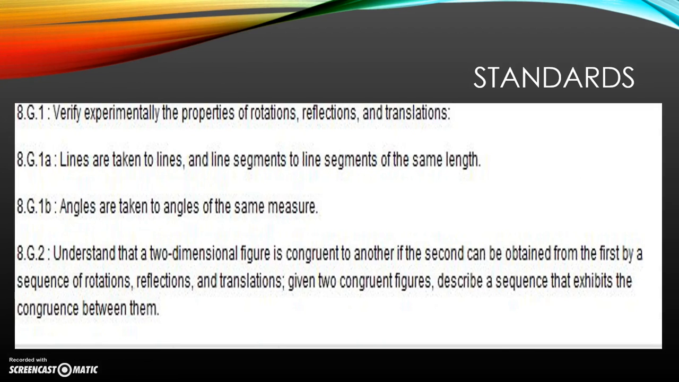The standards are to verify experimentally the properties of rotations, reflections, and translations. Lines are taken to lines and line segments to line segments of the same length. Angles are taken to angles of the same measure. Understand that a two-dimensional figure is congruent to another if the second can be obtained from the first by a sequence of rotations, reflections, and translations.